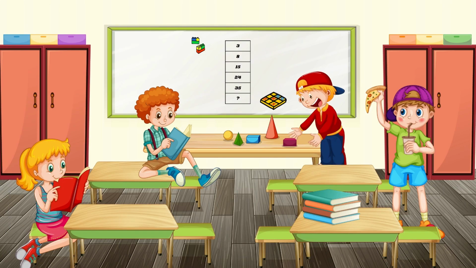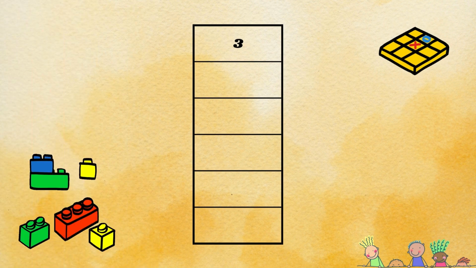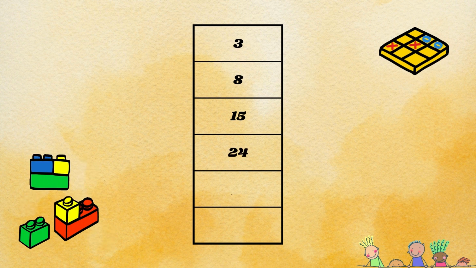And last but not least, this is a sequence brain teaser. Let's take a closer look. We've got a 3, then 8, after that 15, followed by 24, and then 35. What number comes next?